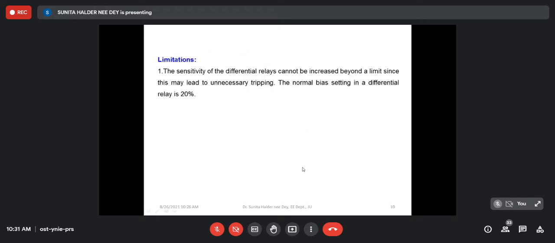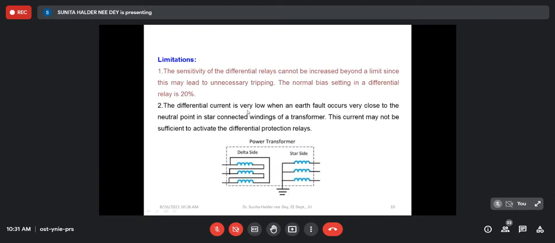What is the limitation of the differential relay? The sensitivity of a differential relay cannot be 100%, because we cannot make it 100% due to the bias setting, and the same is true for the transformer also. The normal bias setting of a differential relay is 20%, but for a generator we make it 5%, because the generator is even more critical.